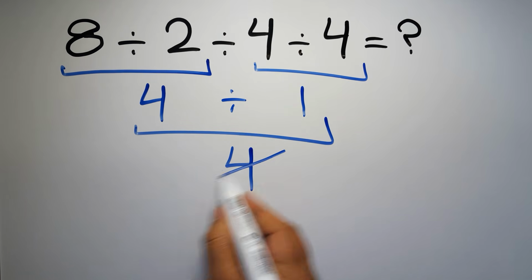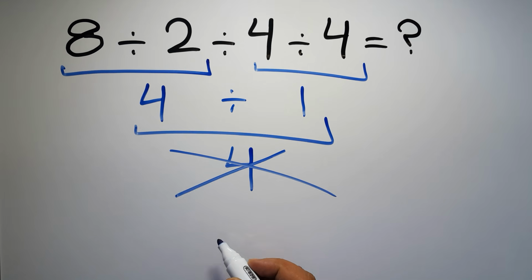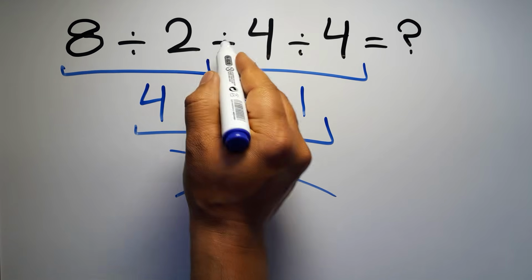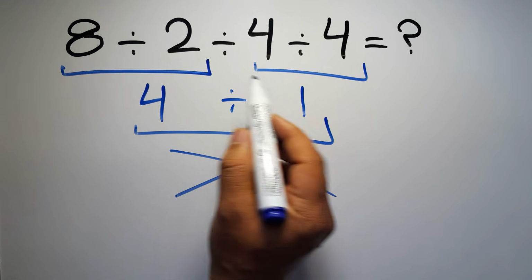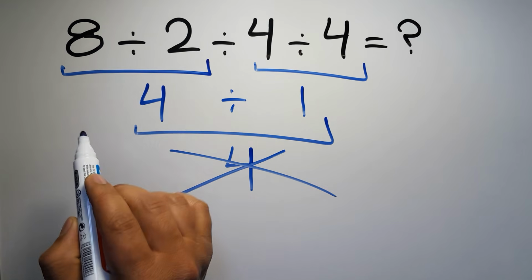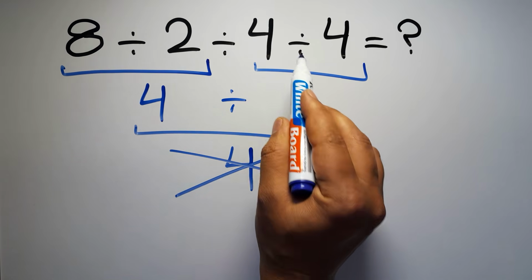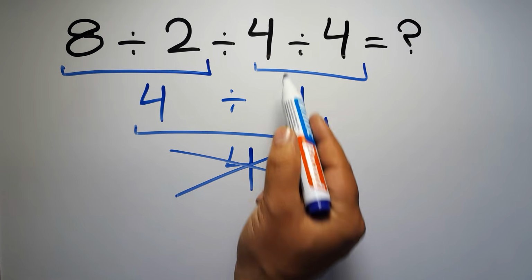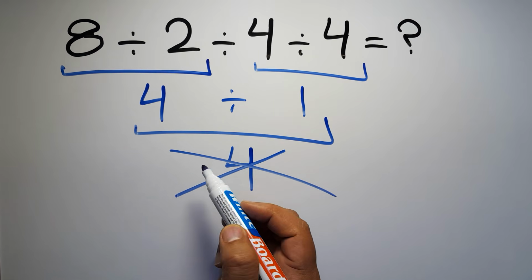But this answer is not correct, because according to the order of operations, when we have more than one division in an expression, we have to work from left to right. So here first we have to do this division, then this division, and finally this division. If we do this division before this division, it is wrong.